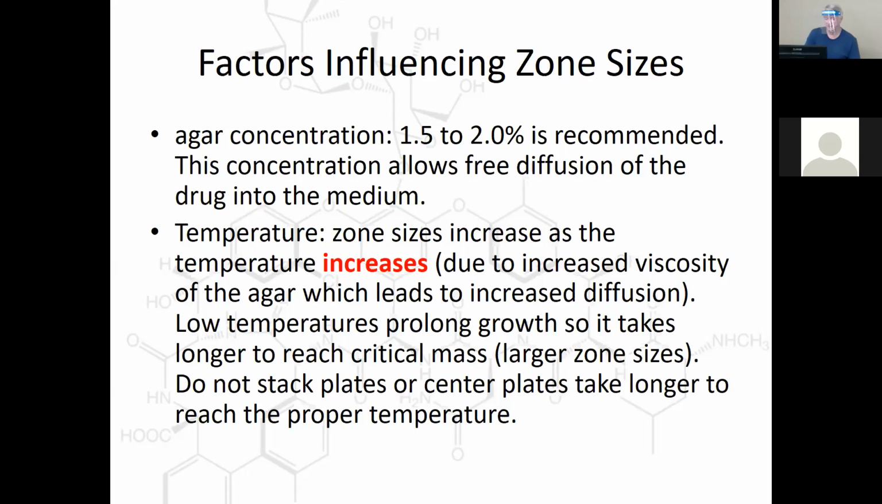Agar concentration. 1.5 to 2% is recommended. This concentration allows free diffusion of the drug into the medium. Temperature. Zone sizes increase as the temperature increases due to decreased viscosity of the agar, which leads to increased diffusion. Lower temperatures prolong the growth, so it takes longer to reach critical mass, so you get larger zone sizes at low temps. Do not stack the plates, or center plates take longer to reach the proper temperature.